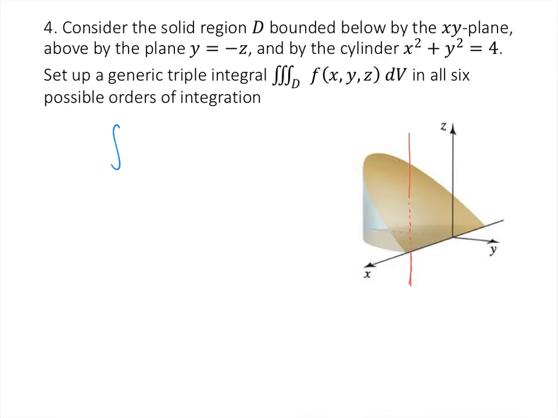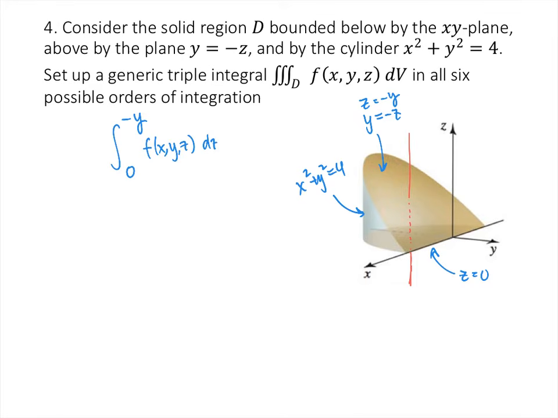Well, let's identify the different shapes here. So this top is the plane that they tell us, y equals negative z. We can tell it's a plane. This curved side is going to be our cylinder, x squared plus y squared equals 4. And then the bottom of the region is, of course, the xy plane, which is also known as z equals 0. So the top of this solid is y equals negative z, which we could also rewrite as z equals negative y. So negative y is the top, and z equals 0 is the bottom. And then we have our generic function f of x, y, z dz.